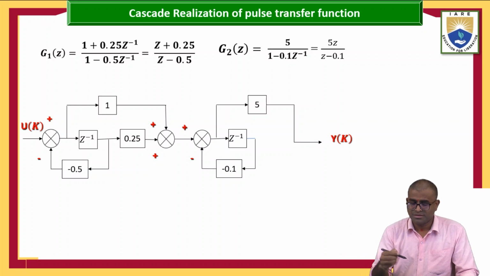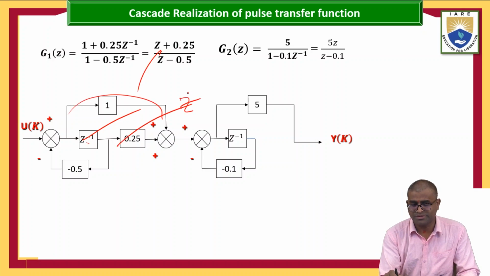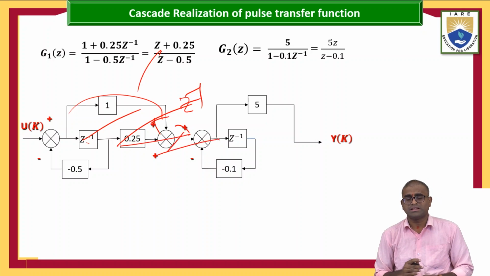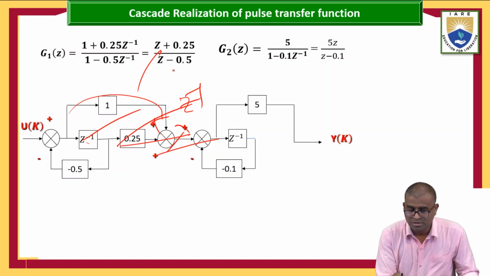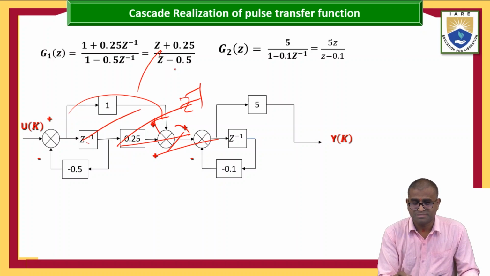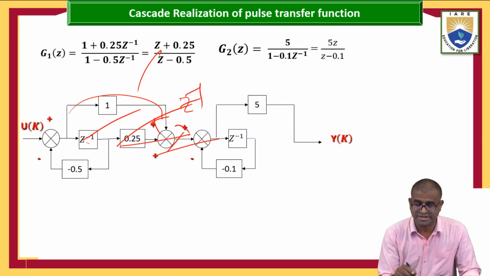Okay, now I am going to make the cascade relation. Take the first one. Power is 1, that's why z inverse into 0.25. In series, z inverse plus 0.25. Then another summing point. After that one, the feedback, that is z minus 0.1, so z inverse 0.5. This is one of the cascade connections.